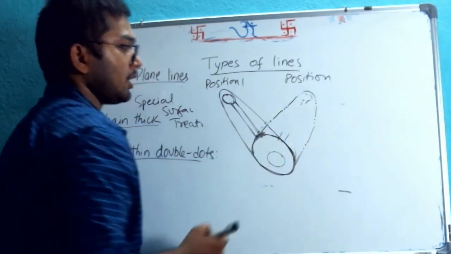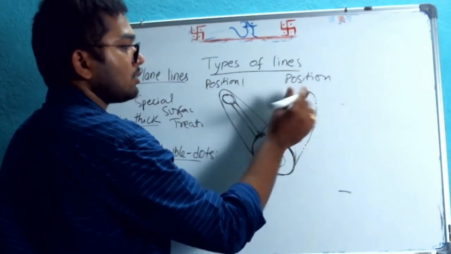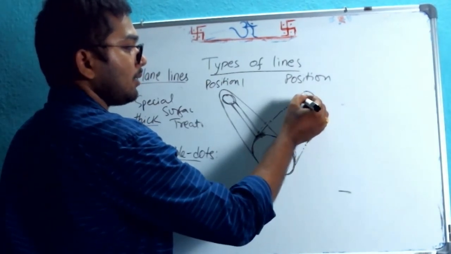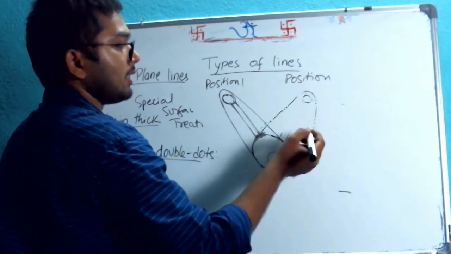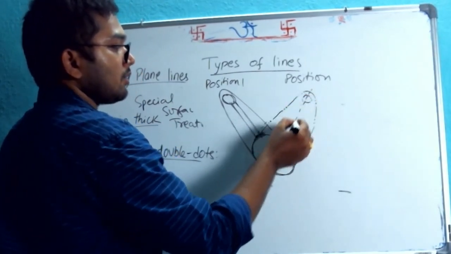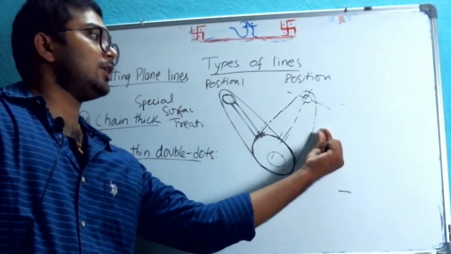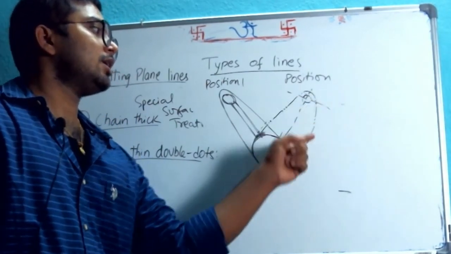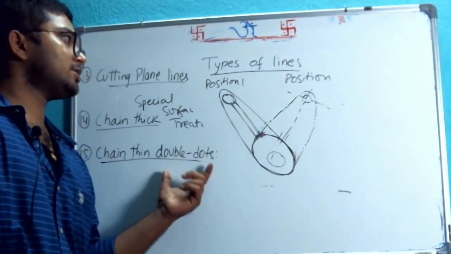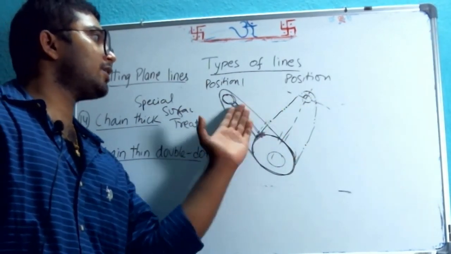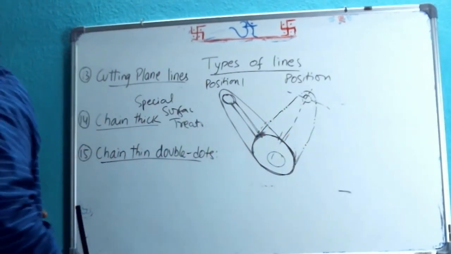Same way here. This circle also will be thin line, double dots. That way we have to represent. So that a dash and 2 dots, dash and 2 dots, and all the dashes are thin. That we call it as chain thin double dots, which is used to represent 2 different positions with respect to time. So motion. This is simply representing motion.